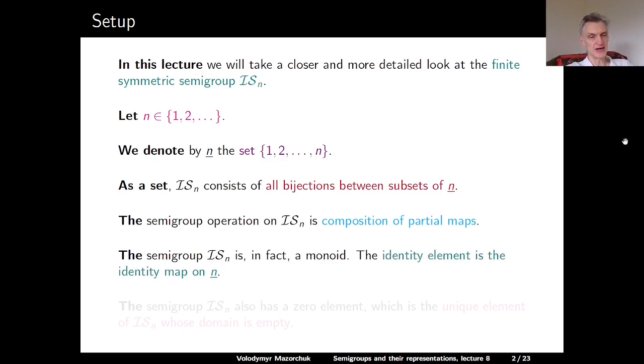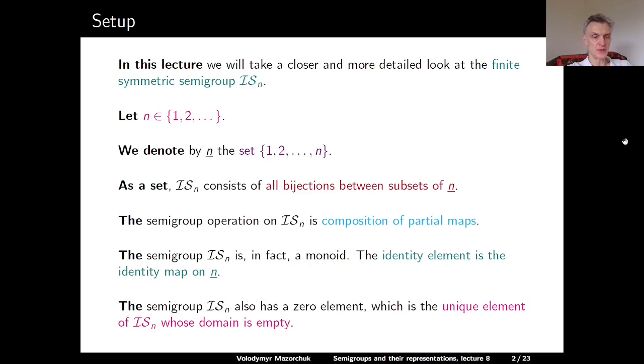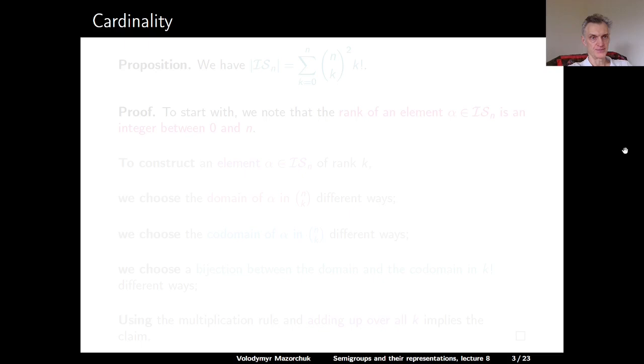Note that the semigroup ISN is in fact a monoid. The identity element of this semigroup is the identity map on the whole of n underlined. Furthermore, this semigroup has the zero element, and this zero element is a unique element of ISN whose domain is the empty set, so it's not defined on any element of n underlined.